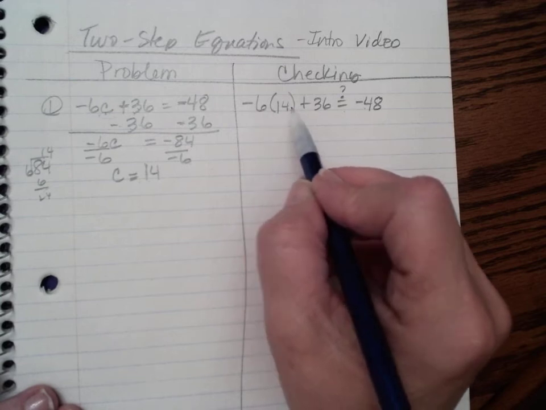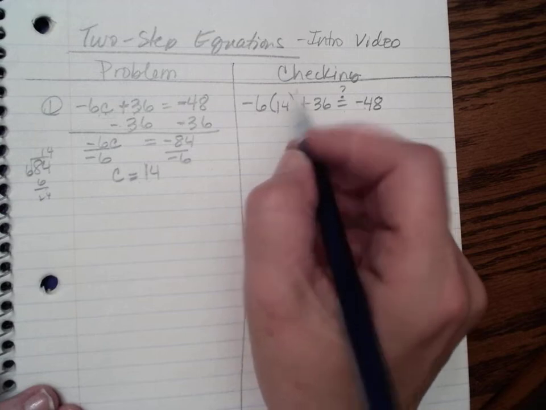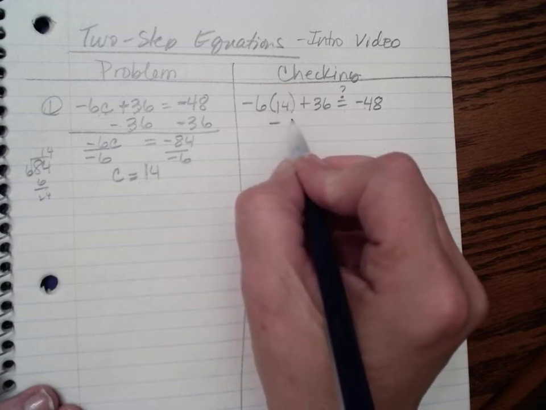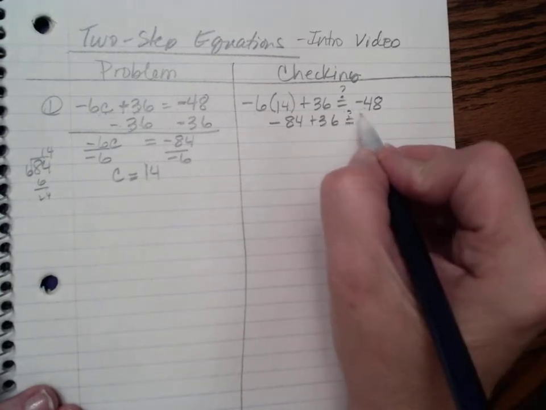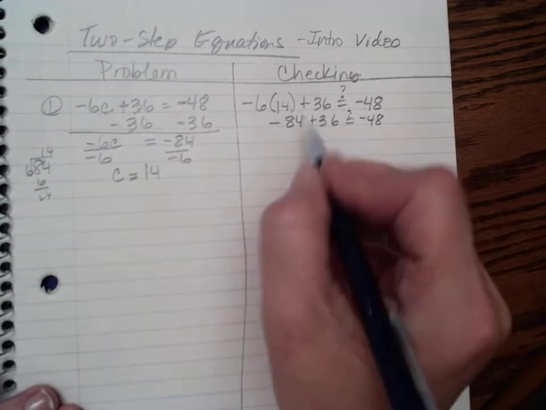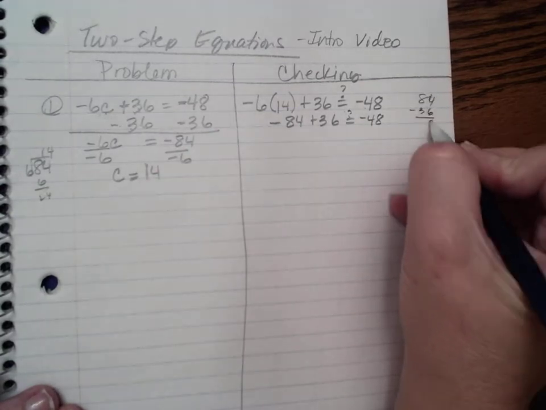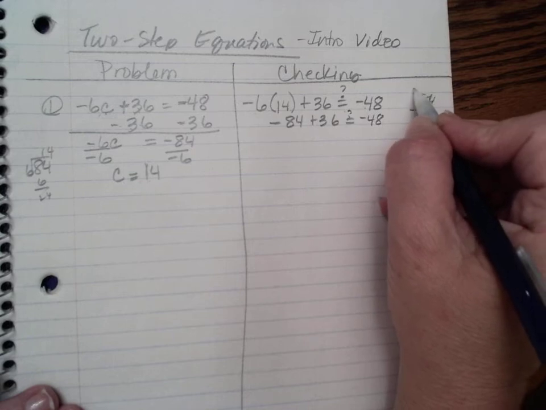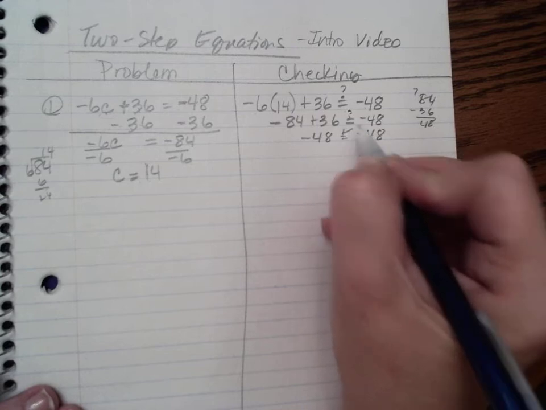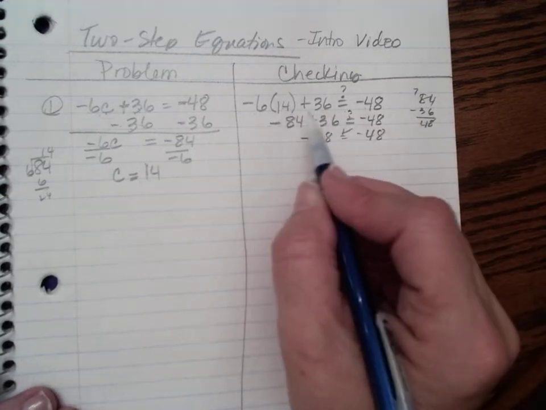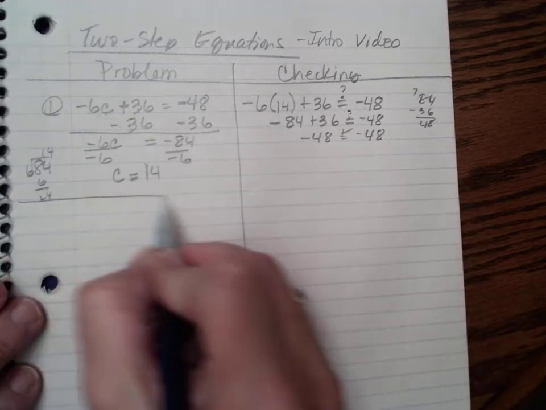So negative 6 times 14 is going to be negative 84, plus 36. We're testing, so we work down. Negative 84 plus 36, there are different signs, so you're going to subtract. And that does give us negative 48. So that does prove that 14 is a solution to this equation. Then you can draw a line for the next one.